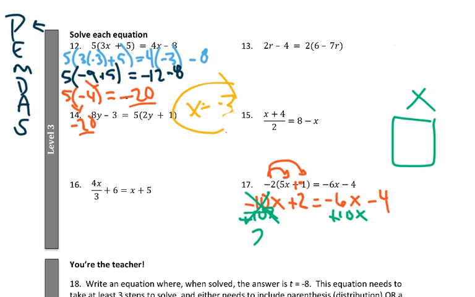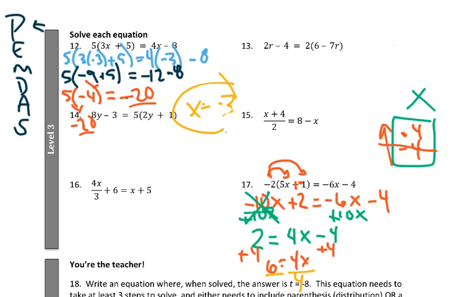So these will go away, leaving me with 2 equals negative 6 plus 10 is going to be 4x minus 4. And so x is being multiplied by 4 and subtracted by 4. Let's do the opposite steps backwards. I'm going to add 4 to both sides. So then we have 6 equals 4x. Took care of that step. Ooh, this is going to stress some people out. Don't let it. We're going to divide both sides by 4. And so x is going to equal 6 over 4.